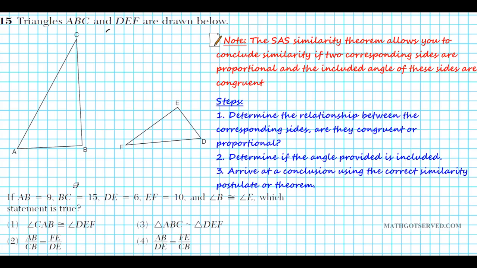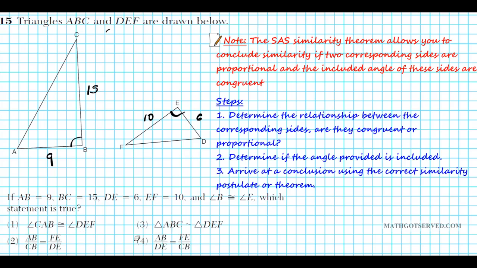Okay, let's populate the measures I'm given here. AB is 9, BC is 15, DE is 6, EF is 10, and then angle B is congruent to angle E. So the question is, which of the statements is true?